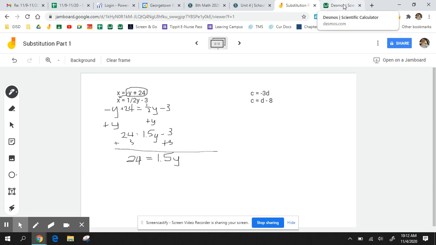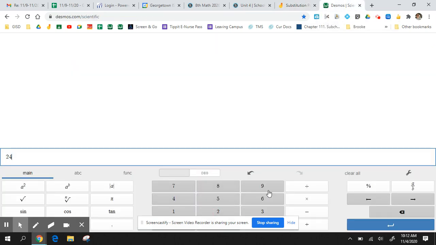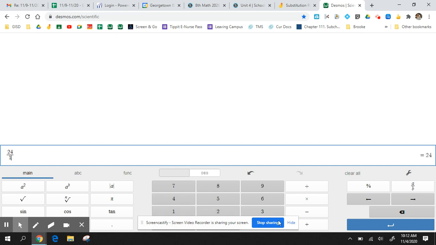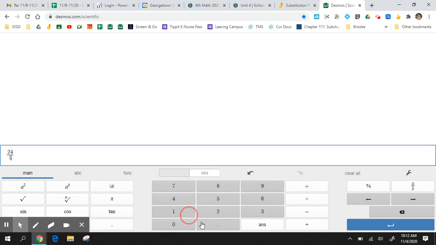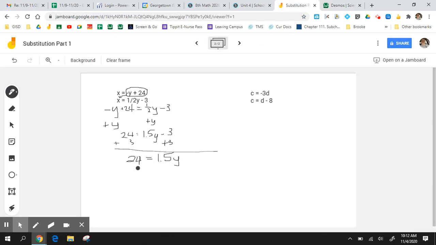In your calculator, you're going to do 24 divided by 1.5. Whoa, that showed up really weird. Okay, hold on, let me clear. 24 divided by 1.5. There you go, that's a lot better. 16. So 16 is your y value.